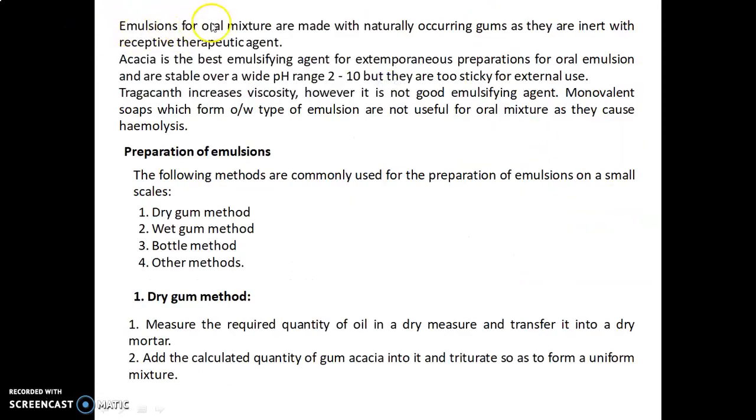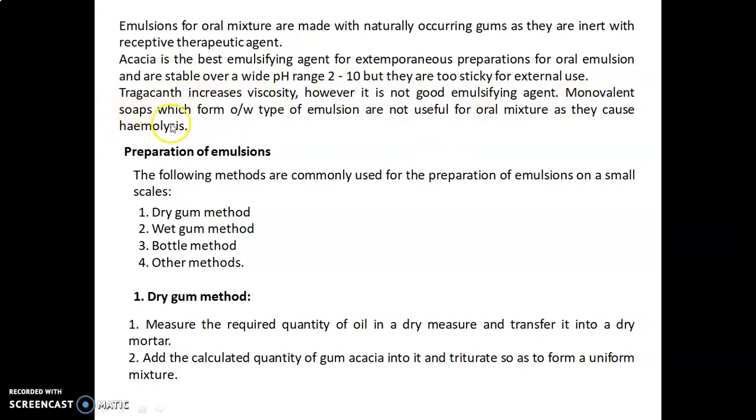Emulsions for oral mixture are made with naturally occurring gums as they are inert with the respective therapeutic agent. Acacia is the best emulsifying agent for extemporaneous preparation of oral emulsion and is stable over a wide range of pH, that is 2 to 10, but it is too sticky for external use. Tragacanth increases the viscosity, however it is not a good emulsifying agent.